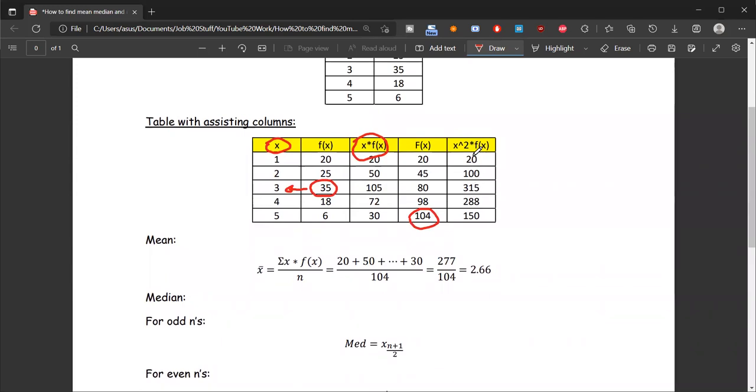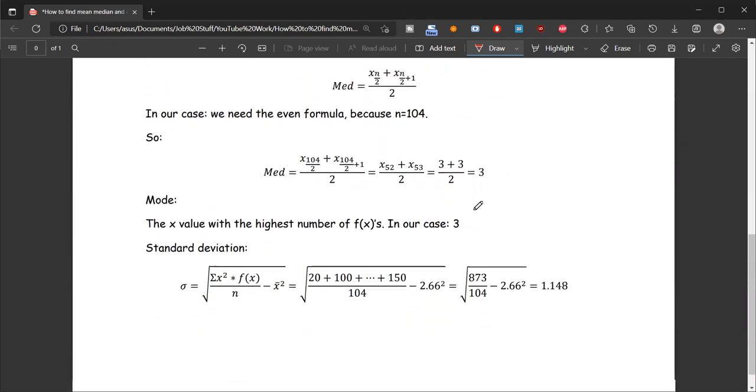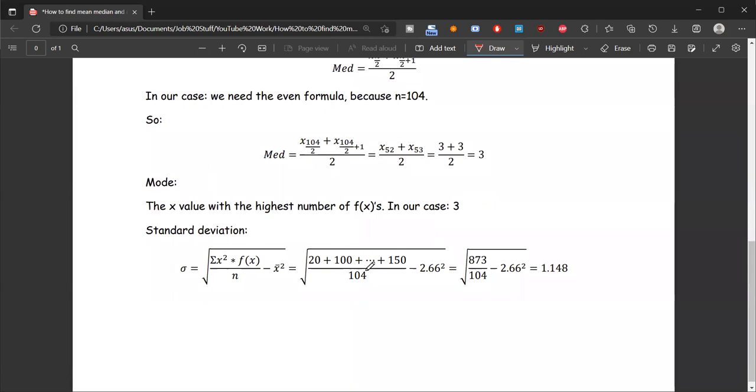So what we need to do is sum all of these together. And once all of them are summed together, we have to divide by n, which is 104 in this case, the total number of respondents. And from this, subtract the mean to the power of 2. And we need to make sure we get a positive number or 0, because if we don't, it cannot happen, because the standard deviation and the variance need to be at least 0 or positive numbers.